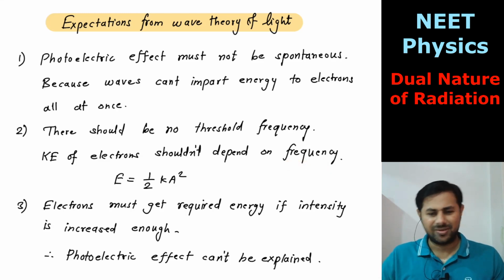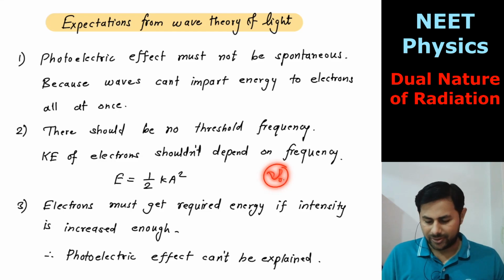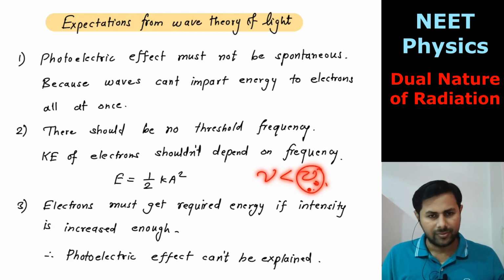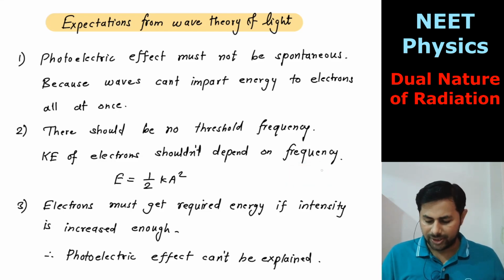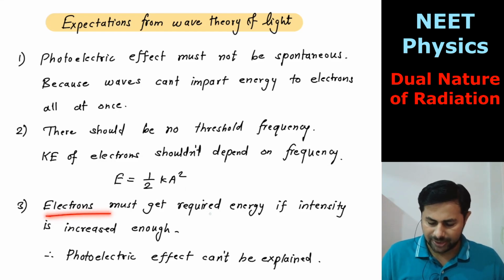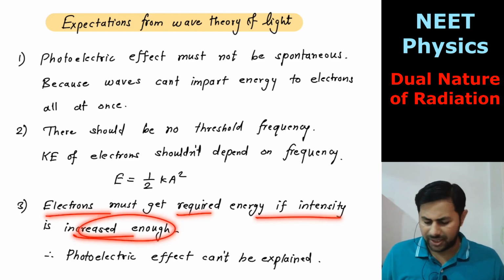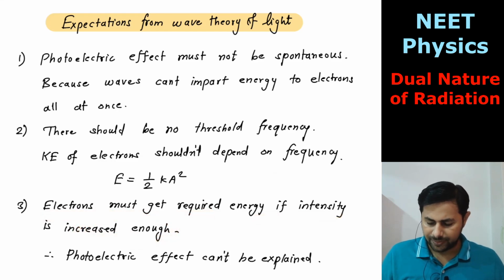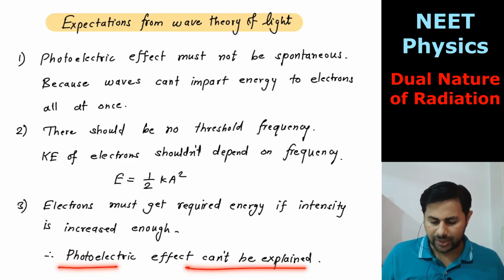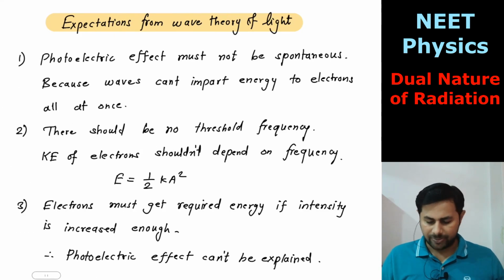This was our other expectation: whatever the frequency, if the brightness is enough, electrons should come out. But that's not happening. Electrons are not coming out below a fixed frequency. If the frequency is less than this frequency, called the threshold frequency, electrons are not coming out. That means they are not gaining a sufficient amount of energy. So this is also not matching our expectation. Electrons must get the required energy if the intensity is increased enough. So that means using the classical wave theory of light, you cannot explain the photoelectric effect.